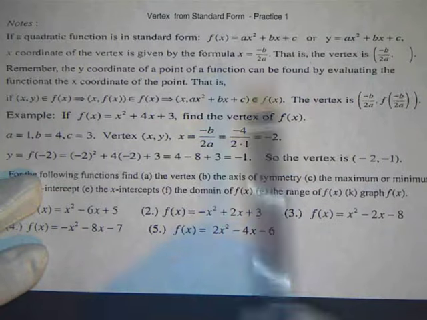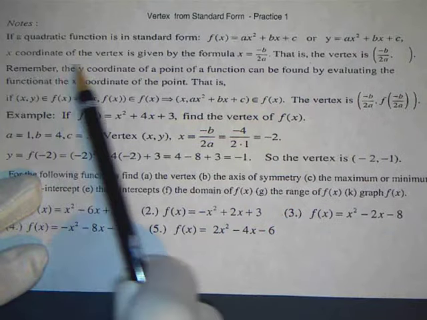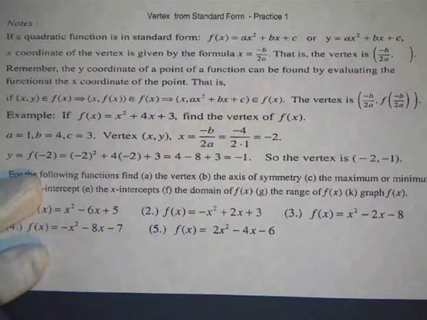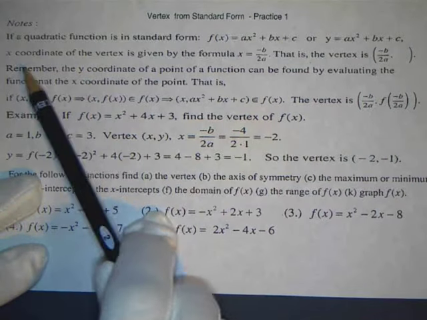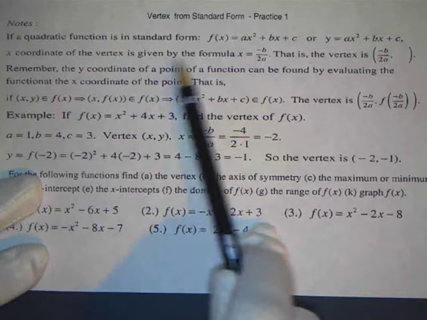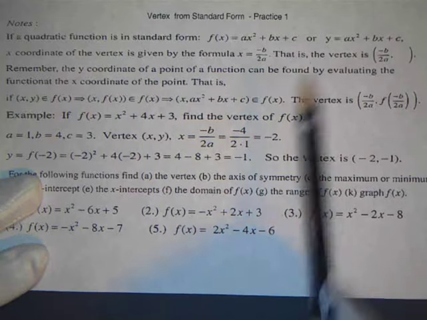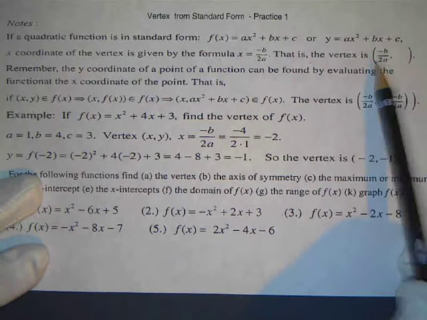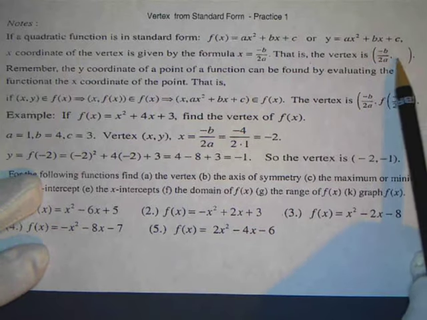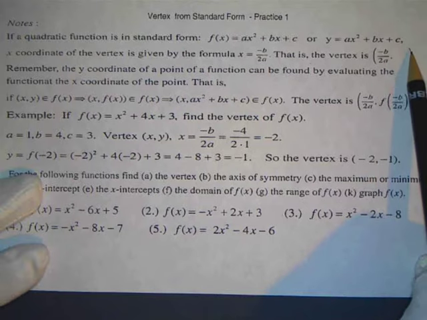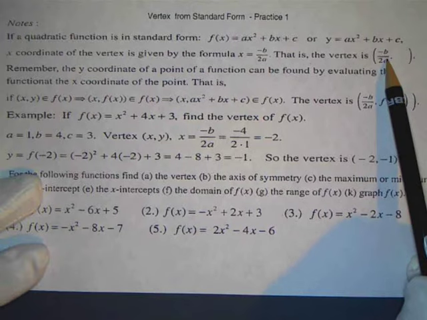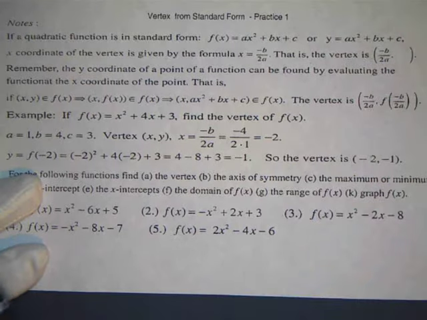If we do have it in this form, we have a very nice equation, and we actually derive this in calculus. So when you take calculus, we'll show you how to derive this. The x-coordinate of the vertex is given by this formula: x equals negative b over 2a. That is, the vertex is the point negative b over 2a and something. In other words, the something is the output we get when we put this input into this rule.